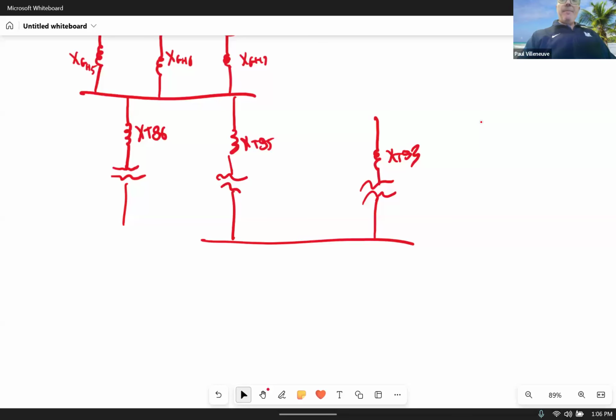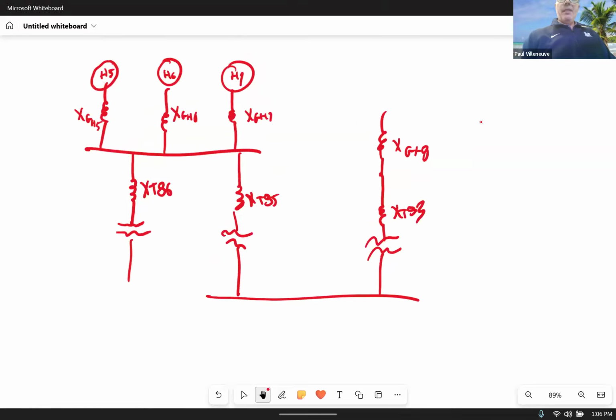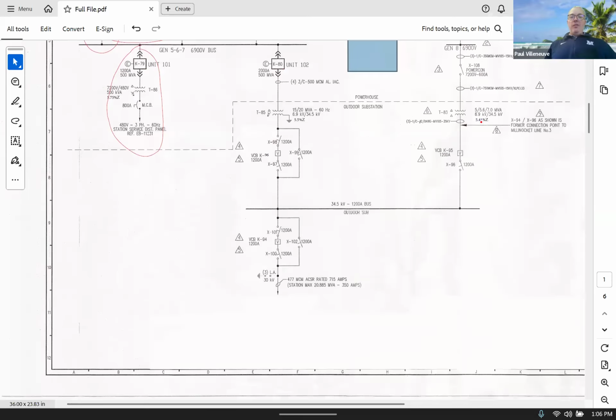So my diagram is going to have XG H8, generator H8 right there. And that's all you could do for the diagram because look over here. Any impedance devices over here? Nope. VCB, if you don't know what that stands for, that's a vacuum circuit breaker.